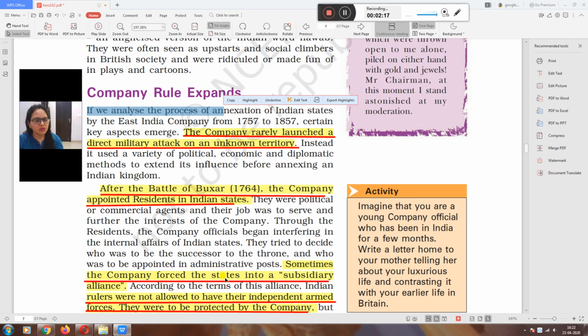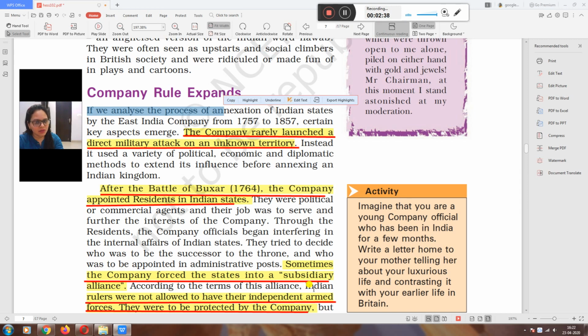Sometimes the company forced the state into a subsidiary alliance. Now the main term that comes here is subsidiary alliance. What is the meaning of subsidiary alliance? Every time the British East India Company forced other states to start a subsidiary alliance. What do you mean by subsidiary alliance?